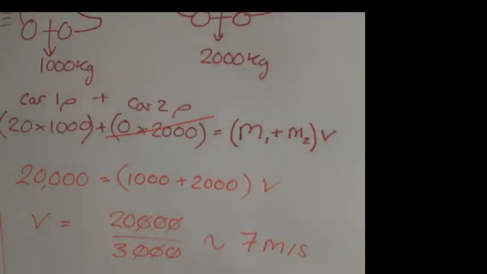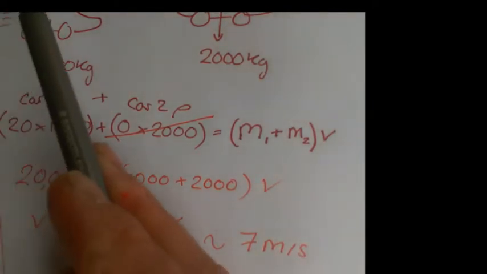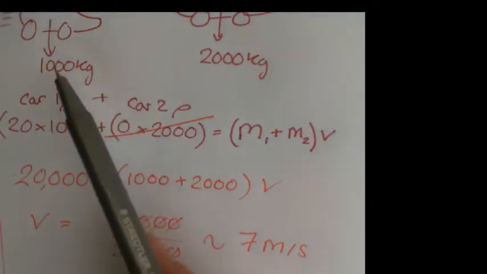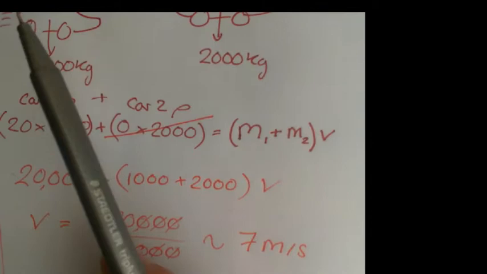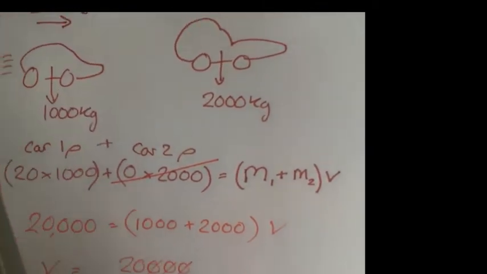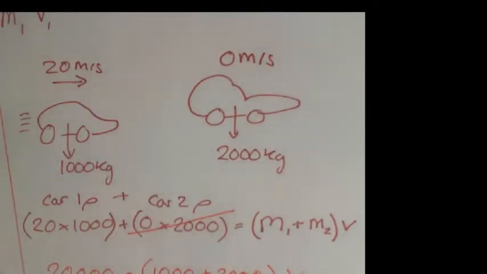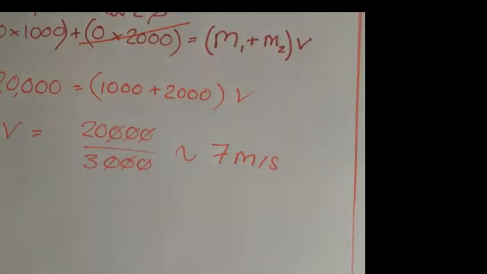And if I want to sense check that, I can see that that makes sense, because 7 meters per second is less than 20 meters per second, and now I've got 3 times as much mass as what I had previously, so I should have about 1/3 as much of the original velocity. I've got 3 times more mass, and I do. So I'm happy with that from a sense check point of view.